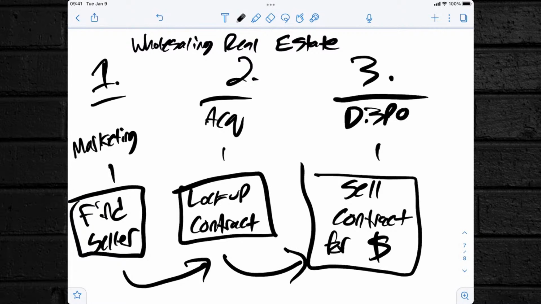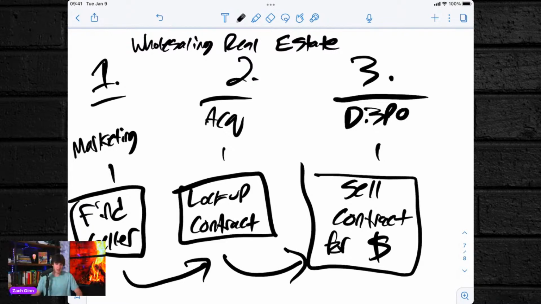Okay. I just believe so many wholesalers go out here and make it all complicated. And guys, this is what wholesaling is. If you want to make it more complicated, do it. But honestly, this is what it is, and that is how you do it. So this is wholesaling real estate in a nutshell. So how is this different than doing a creative financing deal?